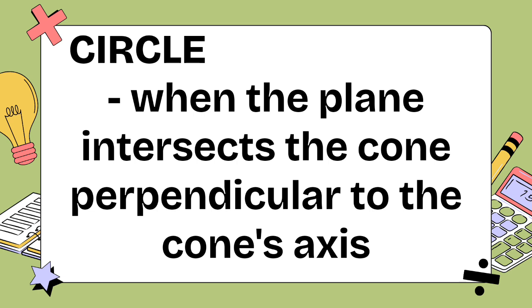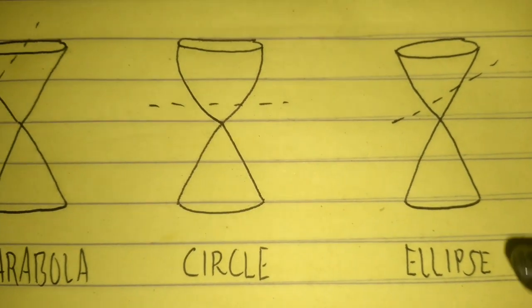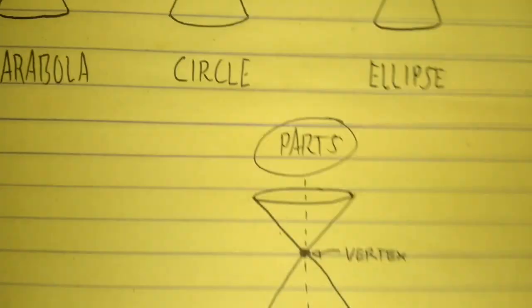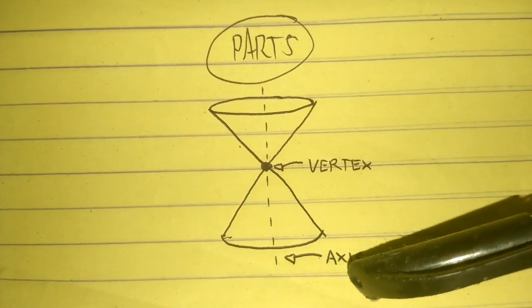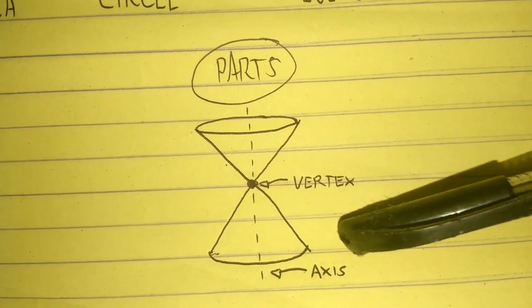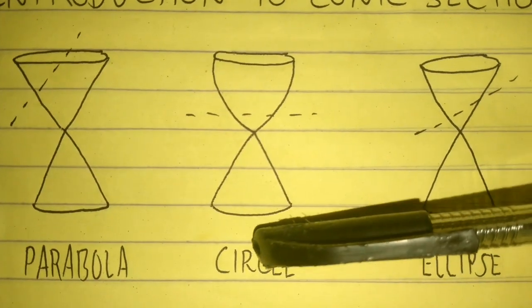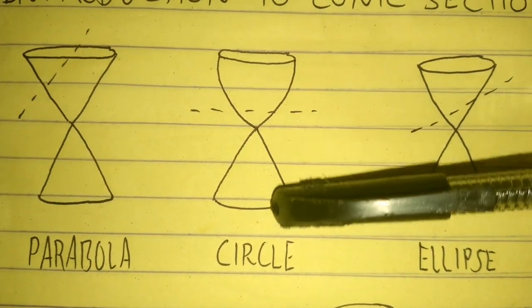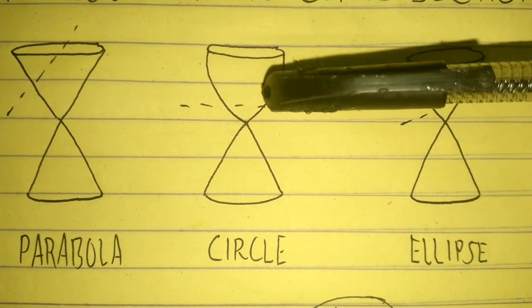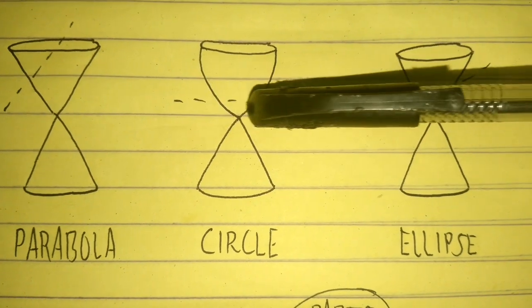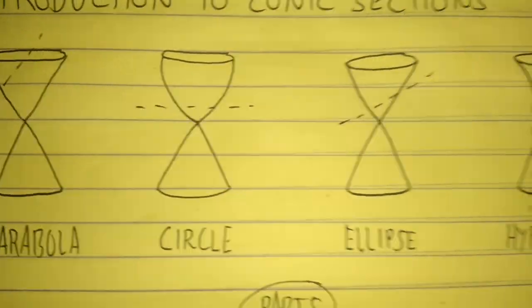The circle, according to definition, is when the plane intersects the cone perpendicular to the cone's axis. As you can see here, the cutting plane is straight, and the axis is this straight, vertical line. And if you draw a vertical line, it is perpendicular to the cutting plane, so it is a circle.